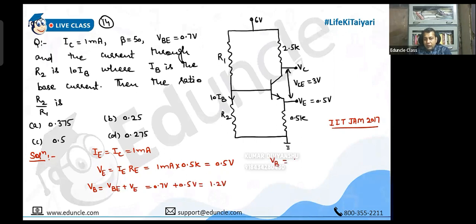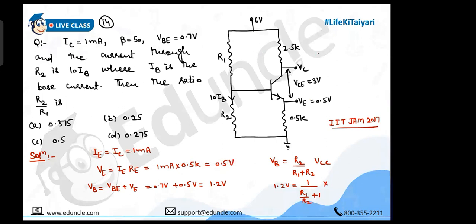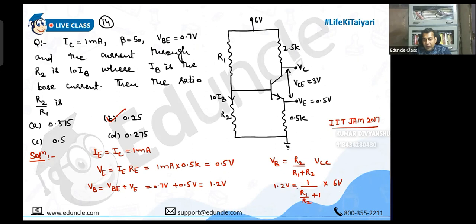And what is the formula for VB again? R2 by R1 plus R2 into VCC, na? So now you know VB and VCC. With the help of this, you will be able to get the answer. So it will give you 1 by (R1 by R2 plus 1) into VCC, which is 6 volt. No need to do anything else. So now if you solve this one, you will get R2 by R1 to be 0.25. That's it. We don't require this information at all actually in this question.